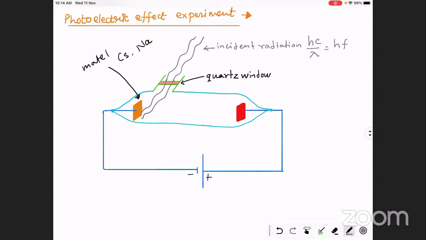So what will happen if this radiation has sufficient energy? And luckily, if this radiation collides with the outermost electron of sodium or cesium or whatever metal we are using, remember, if this radiation collides with which electron? Outermost electron, then only the outermost electron will absorb this energy and the electron will try to jump out from the metal.